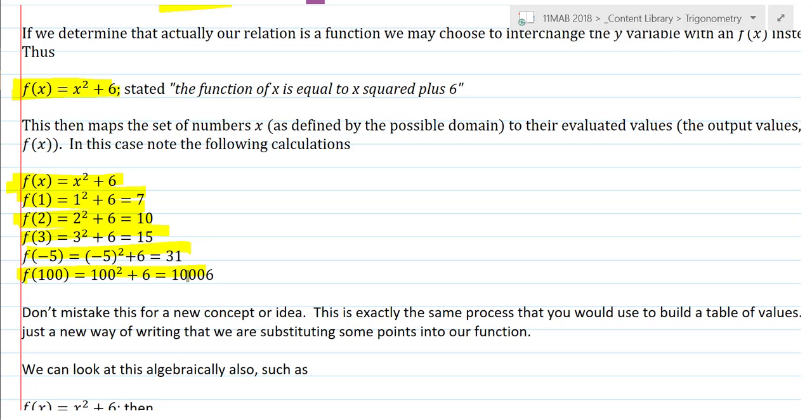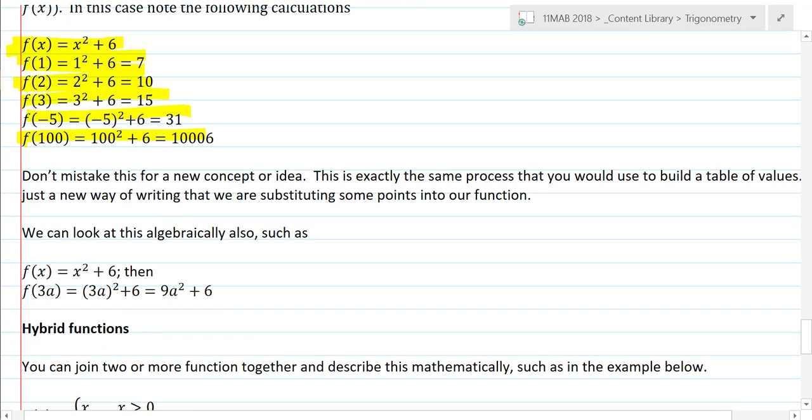It will come up. When we get into calculus, it will be important. When we get into some specific contexts, it will be important. So there's going to be a little bit of an expectation that you're making the right choices between y and f of x, but ultimately you can probably use both in most cases. And I've said here, don't mistake this for a new concept or idea. It's pretty much what you've been doing anyway. It's just a notational thing. And most of this is just notational.